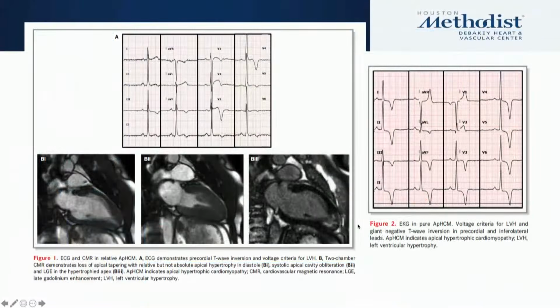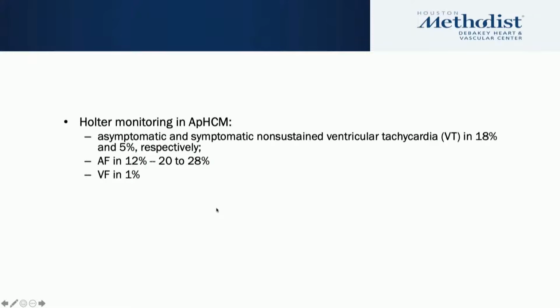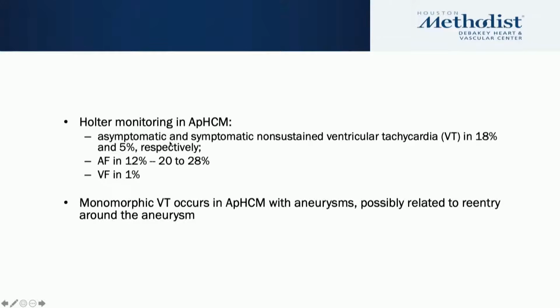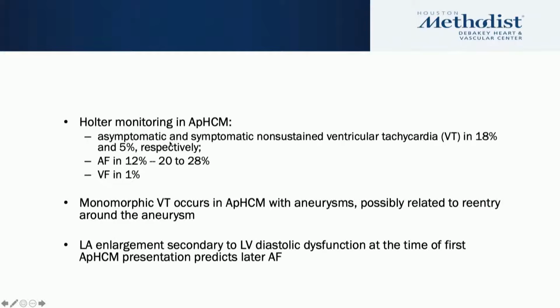These are the MR findings, just like our patient, with the apical LGE and the apical systolic cavity obliteration. And the Holter, that's very important, shows AFib up to 28% in these patients, and non-sustained and sustained VT, respectively, as above. And the reason for the VT is the aneurysm. It's possibly related to re-entry around the aneurysm.